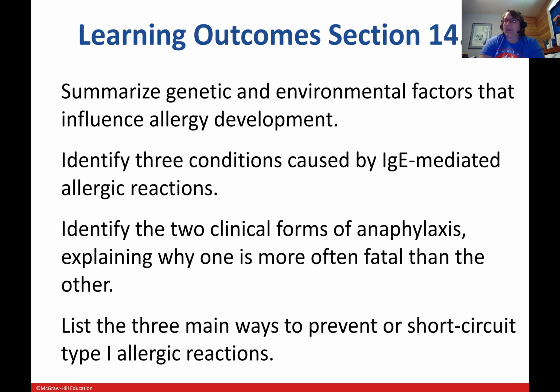Okay, so section 14.2. We're going to summarize genetic and environmental factors that influence the development of allergies. We're going to identify 3 conditions caused by IgE-mediated allergic reactions. We're going to identify the 2 clinical forms of anaphylaxis, and that's the really severe response, and explain why one of them is usually more fatal than the other. And then we're going to list the 3 main ways to either prevent or short circuit those type 1 allergic reactions.